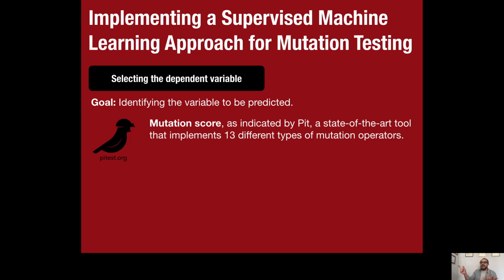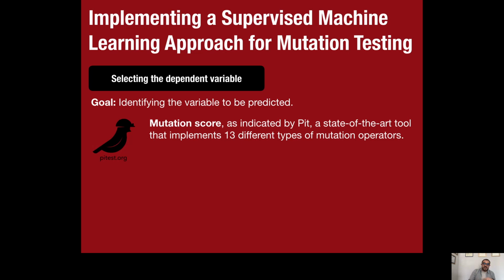Just to recall, it is the ratio between the number of mutants identified by a test over the total amount of mutants generated. To generate mutants, we adopted PIT, PyTest, which is the state-of-the-art tool for mutation testing. And this tool implements 13 different types of mutation operators. So through PIT, PyTest, we were able to mutate the production code of a number of systems.